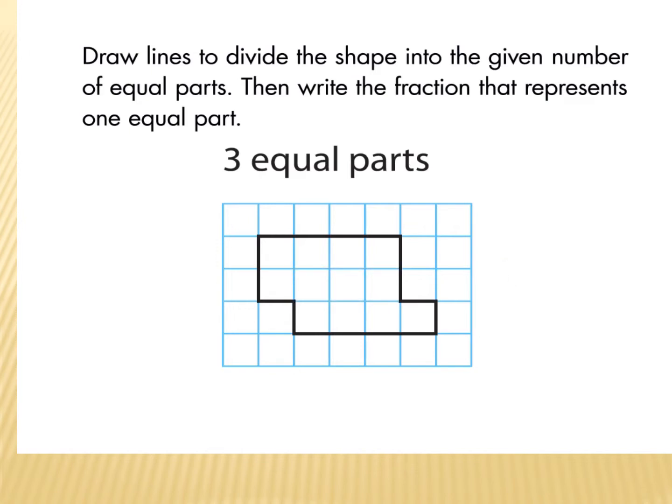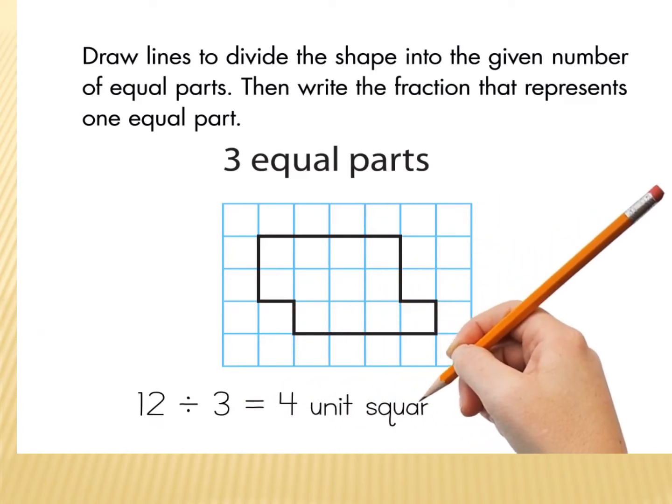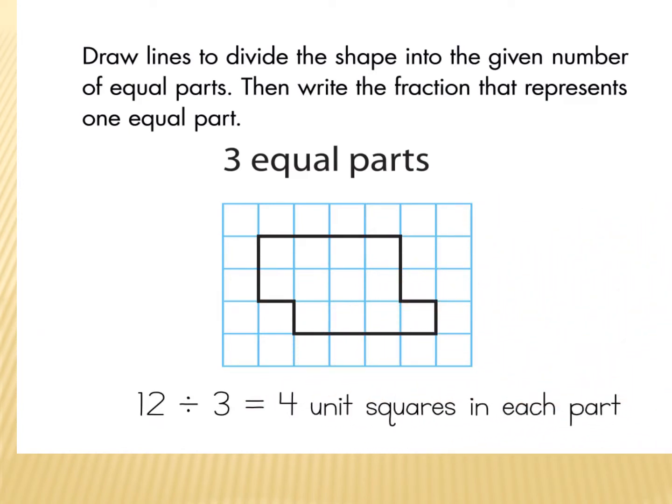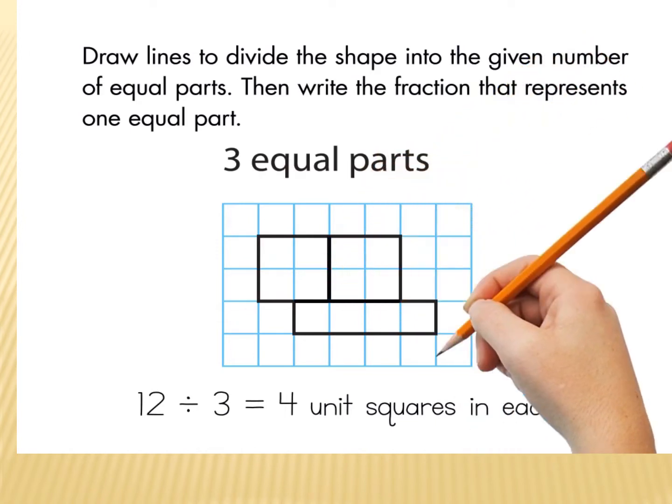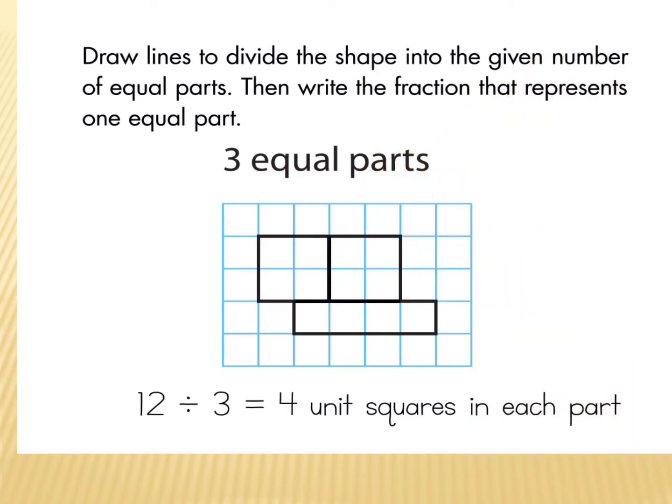Listen and look for other students who count the total number of unit squares and divide by the number of equal parts to find that each equal part should contain 4 unit squares. Then, they draw lines that divide the shape into 3 equal parts that have 4 unit squares in each. They write the fraction 1/3 to show that each part is one of 3 equal parts of the whole shape.